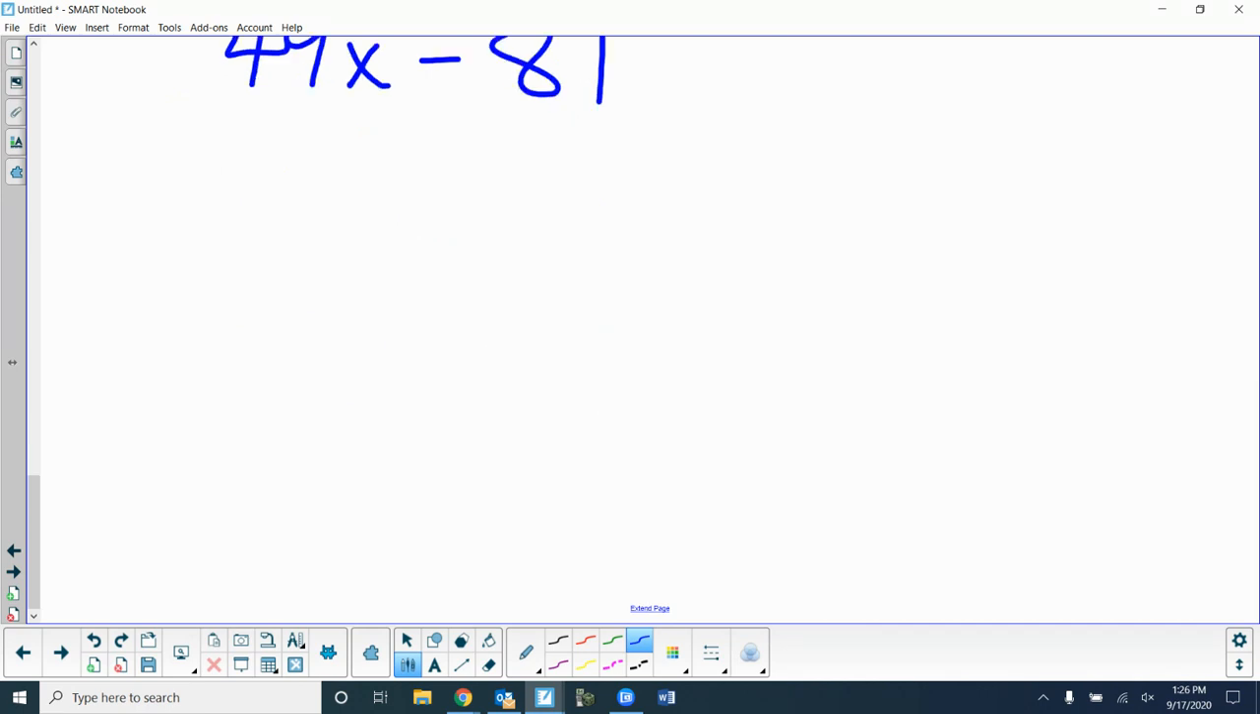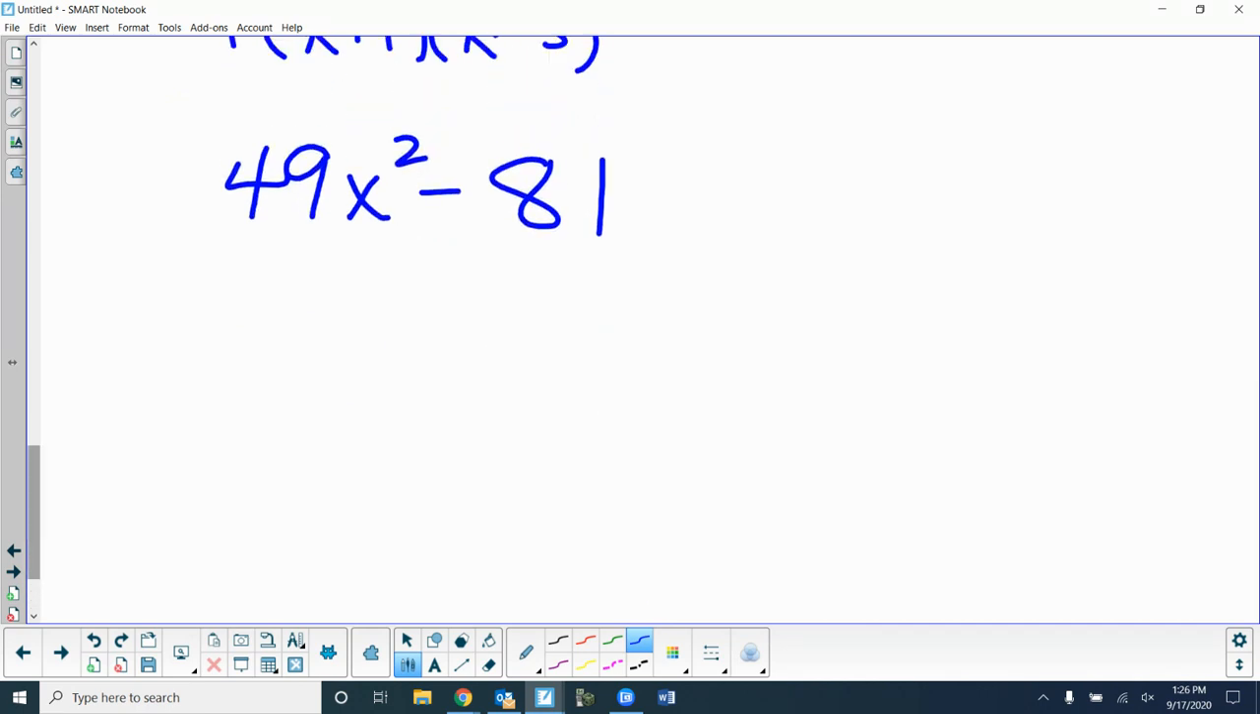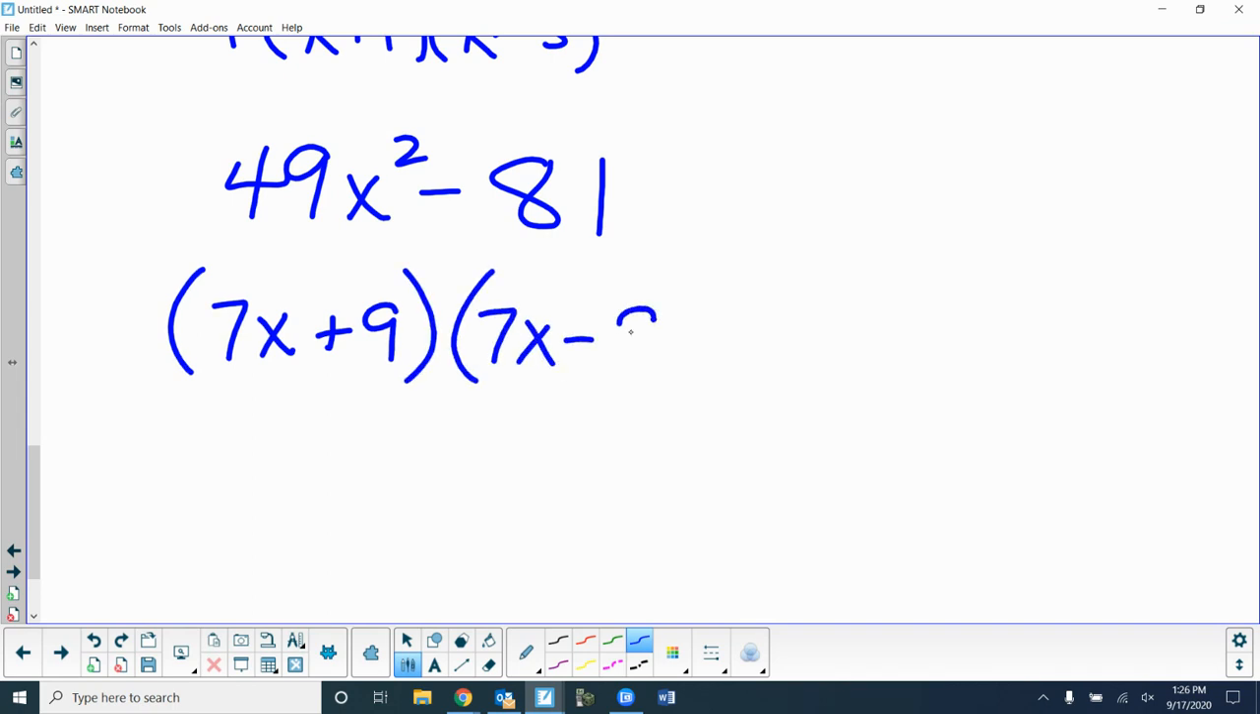Who can factor that? Go ahead, Nick. 7x plus 9, and then 7x minus 9. How'd you get those? They're both perfect squares, right? So we took the square root of both. Be on the lookout tomorrow for something like that. Okay?